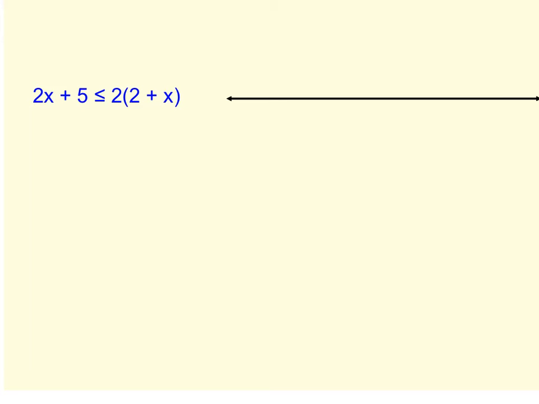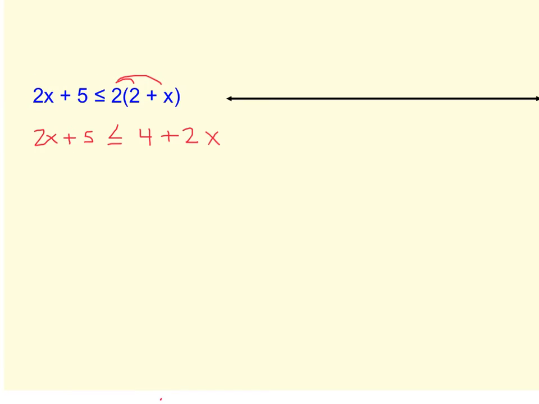Okay, this is the last slide for the intro video. When we simplify this, I see the parentheses right away, so let's take care of that. We're going to distribute the 2. I'll write everything down. Carry down the 2x plus 5 is less than or equal to 2 times 2, which is 4, plus 2x.